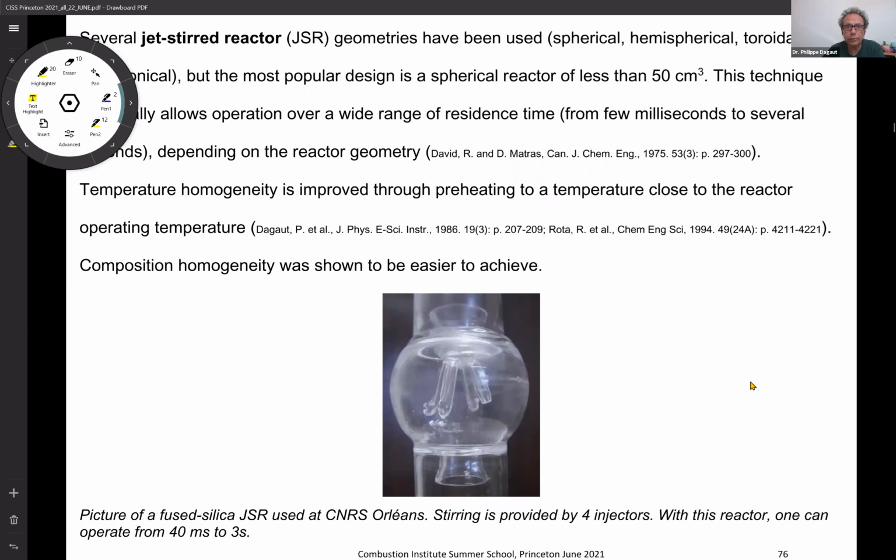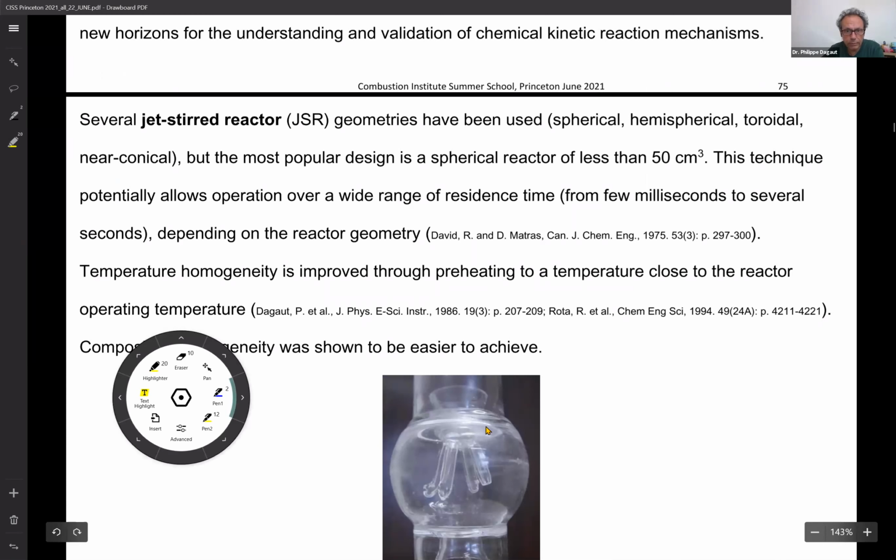So on this slide, I show the reactor that we are using in my group. Several jet-stirred reactors with different geometries have been used. Some are spherical, like this one, hemispherical, toroidal, near conical. But the most popular design is a spherical reactor of less than 50 cc. This technique potentially allows operation over a wide range of residence time, from a few milliseconds to several seconds, depending on the reactor geometry. And if you are interested, you can refer to this paper published in the Canadian Journal of Chemical Engineering, where they present the rules they designed at that time to build perfectly stirred reactor.